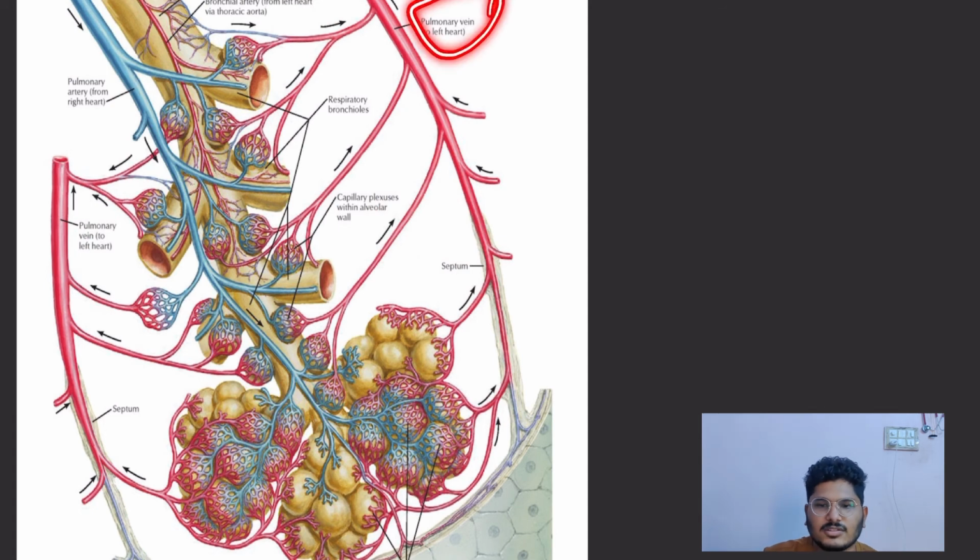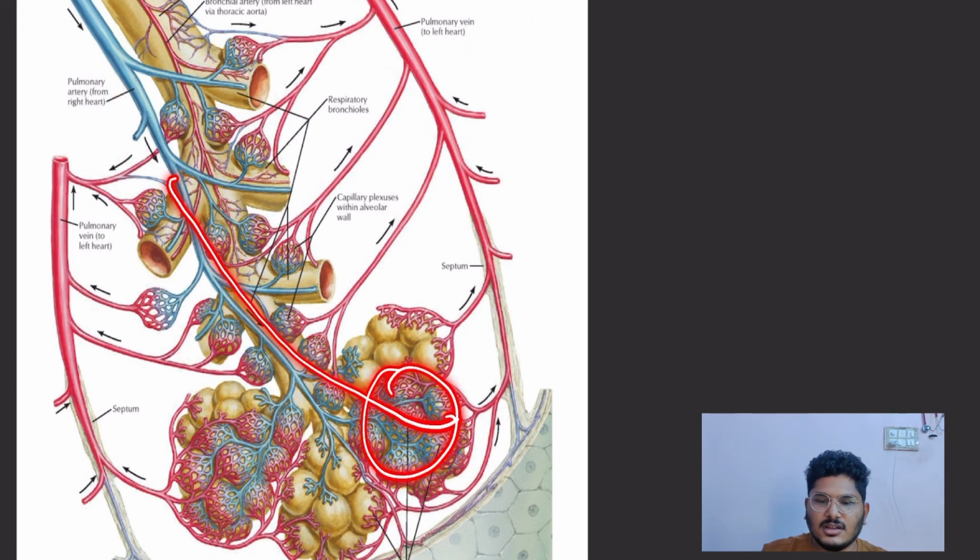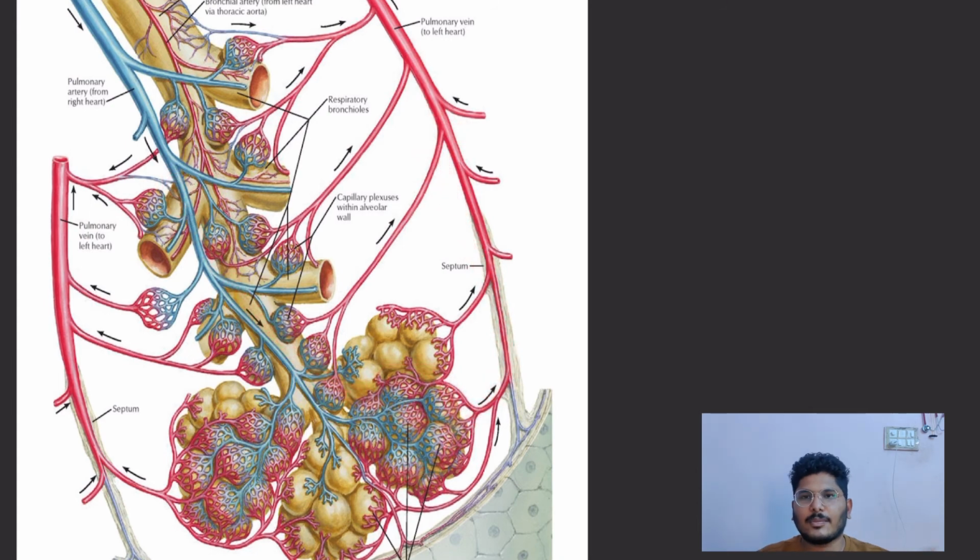So the structure present outside the bronchopulmonary segment is the pulmonary vein. It's a very important question too. It is going towards the left heart. This is the bronchopulmonary segment. After oxygenation, it is going through the pulmonary vein towards the heart. So this is the segmental anatomy of the bronchopulmonary segment.